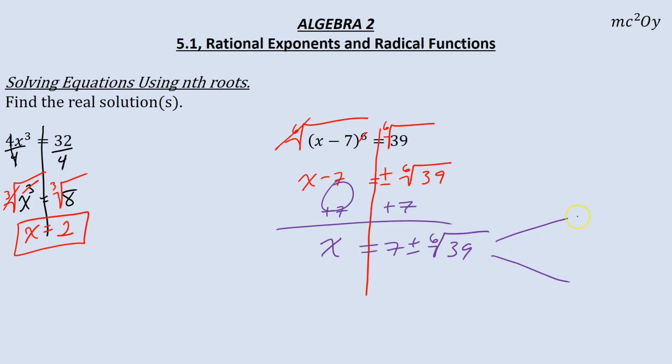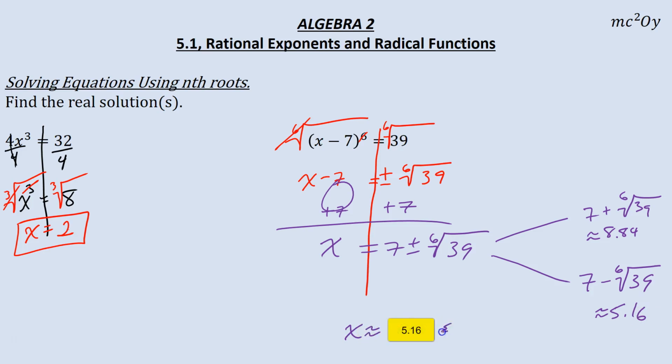Really, there are 2 problems that you have there. You have 7 plus the 6th root of 39 and 7 minus the 6th root of 39. And 7 plus the 6th root of 39 happens to give you 8.84 if we round it. So let's put an approximation there. And 7 minus the 6th root of 39 gives you approximately 5.16. So your solutions are x approximately 5.16 and 8.84.